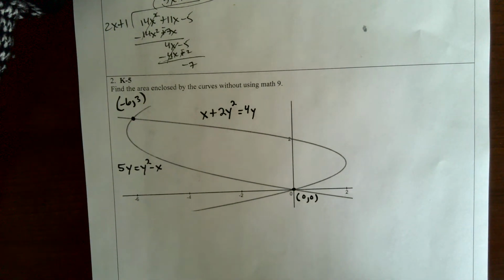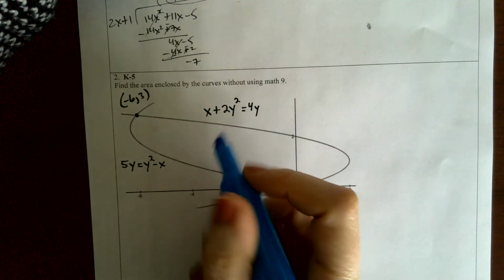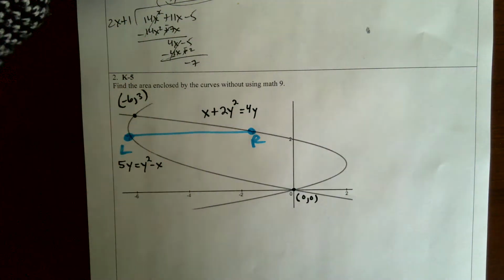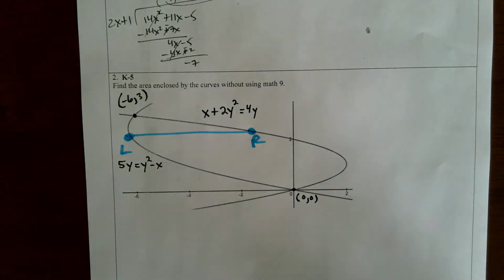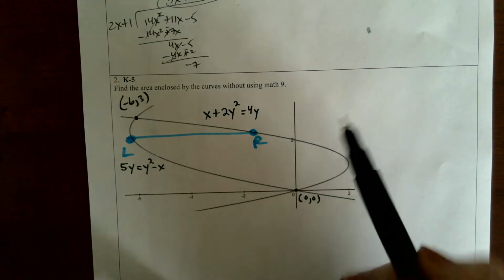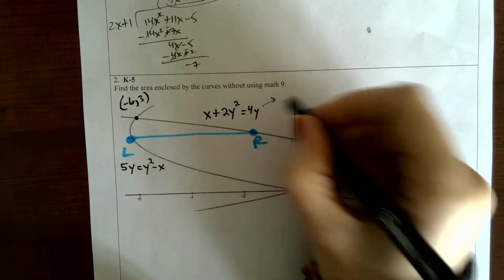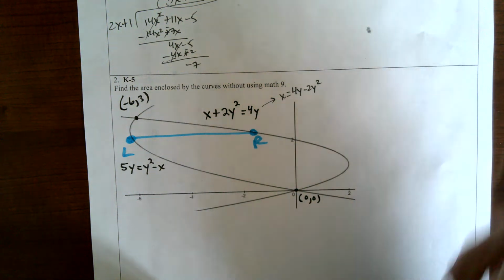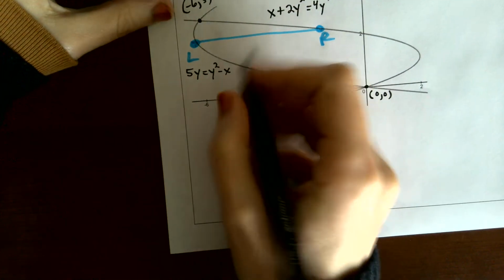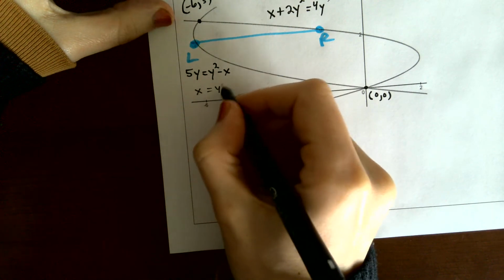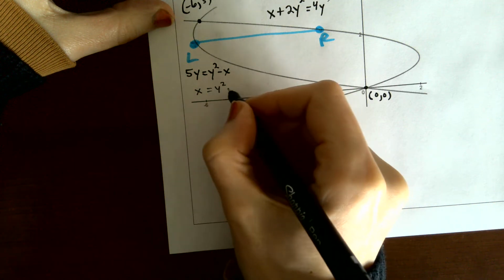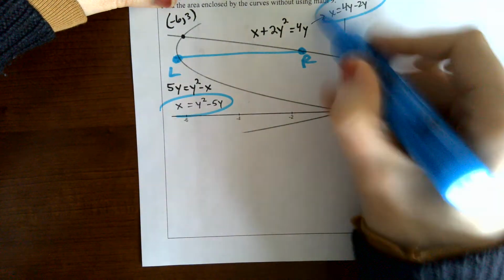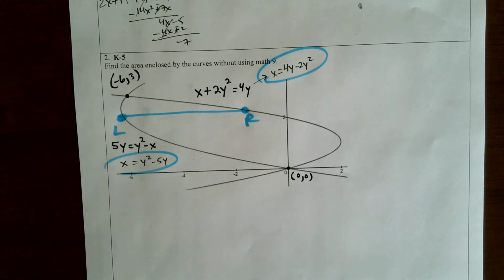So I can't use top minus bottom. I've got to use right minus left. So this is the right function, this is the left function. And when you're doing right minus left, you need everything in terms of y, which means you've got to solve for x. All right, so solving for x, this is 4y minus 2y squared. Solving for x here, y squared minus 5y. All right, so these are the forms that we're going to be using for the right and left function.